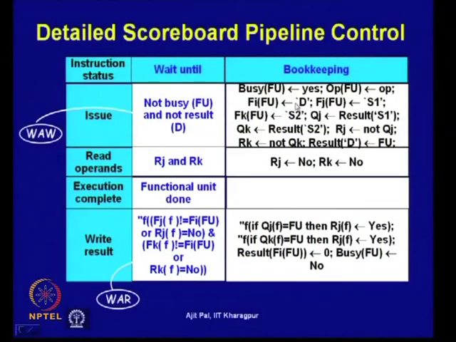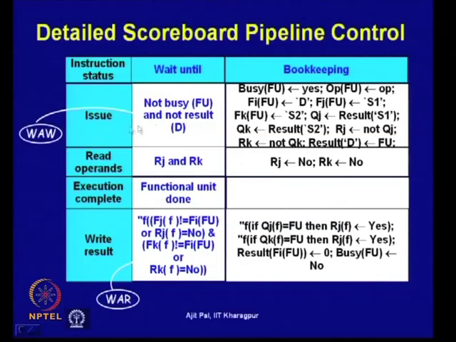So, busy, Op, Fi, Fj, Fk, Qj, Qk, Rj, Rk, and how they get the result and do the necessary bookkeeping. Then for read operands, Rj and Rk, no or yes, it waits until these are available. And when execution is complete, the functional unit is released, so it is not busy. Then here is the write result, and when the writing of the result has to be delayed is mentioned here. There are various conditions; it does the bookkeeping and waits until the results can be written into the appropriate registers.